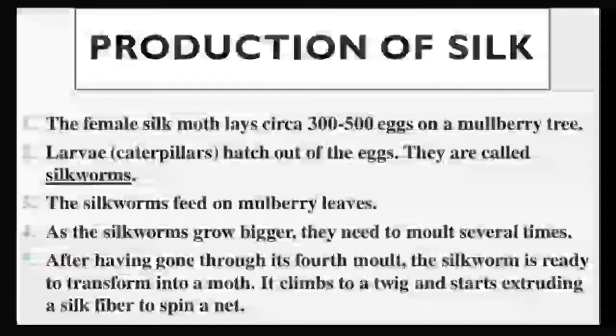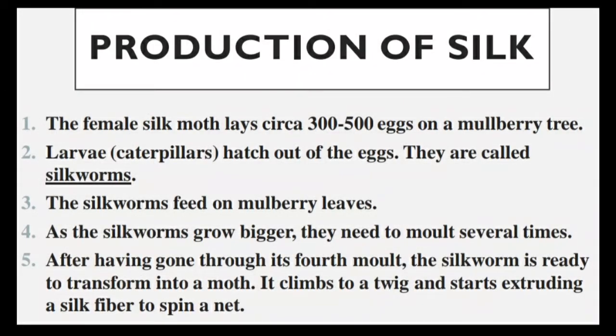Students, the next slide is about the production of silk. How does the production of silk take place? There are several points we will discuss. The female silk moth lays around 300 to 500 eggs on a mulberry tree.